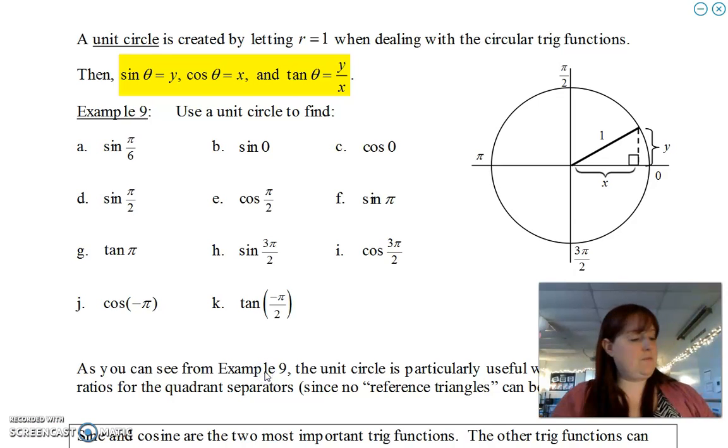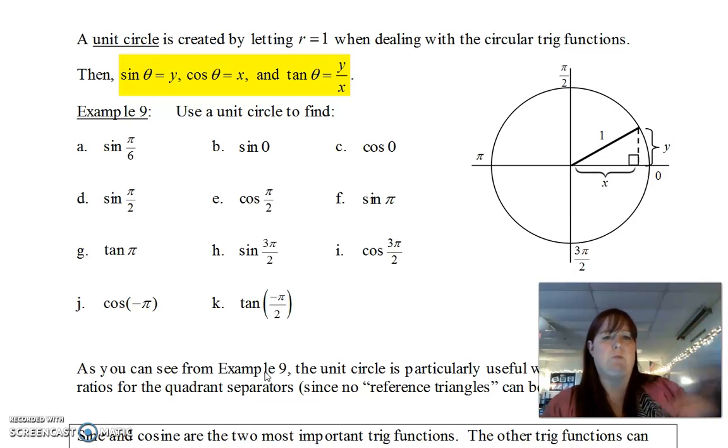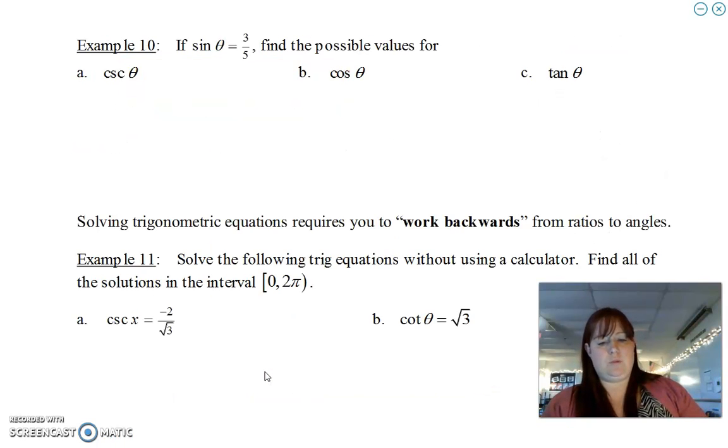Okay, in your notes you have some stuff about unit circle. I think we're going to just do some unit circle practice tomorrow, so don't even worry about that. We'll talk about the unit circle then.